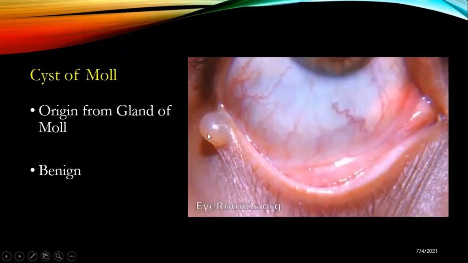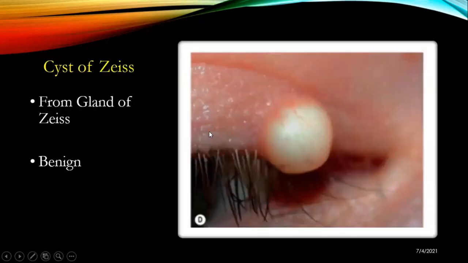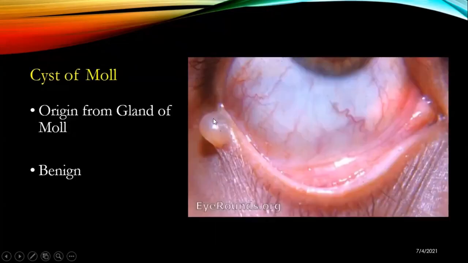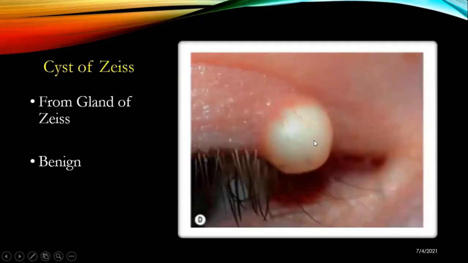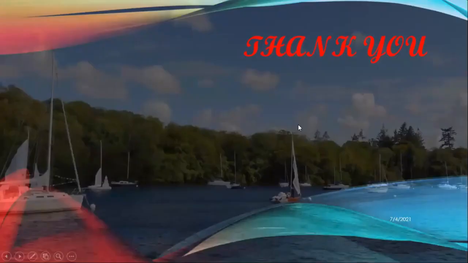And this is a cyst of Moll. This is a small cyst with clear fluid adjacent to the lid margin. It originates from the gland of Moll and is a benign condition. If the patient is really worried, we can excise it. And this is a cyst of Zeis, which originates from the glands of Zeis, again a benign condition. In contrast to the cyst of Moll, it has a solid appearance rather than a cystic appearance.